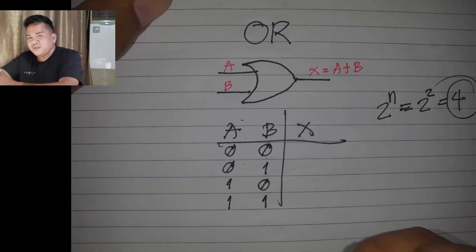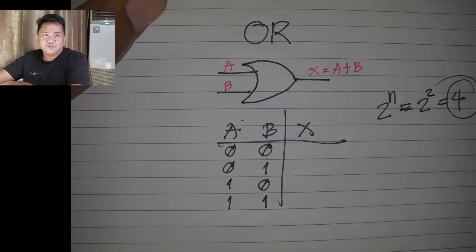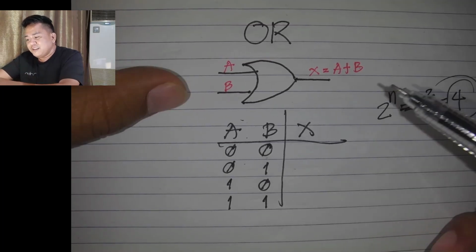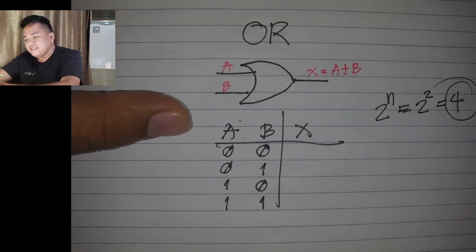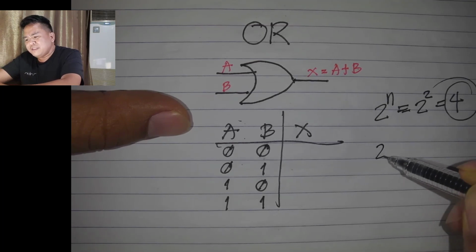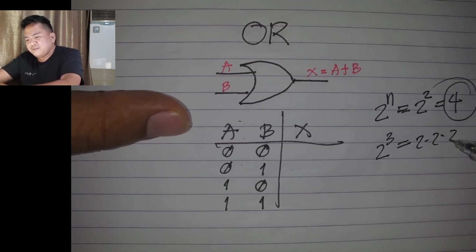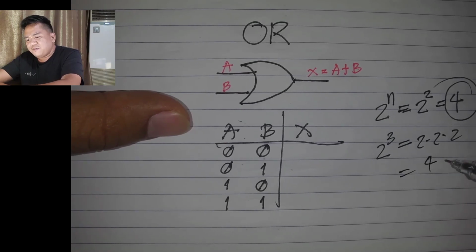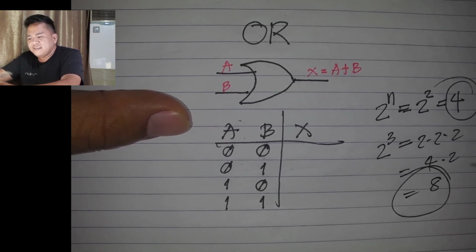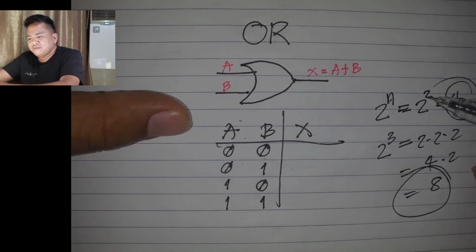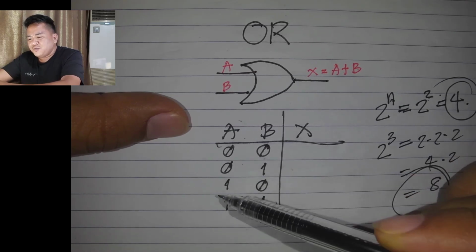Let's say sa 3 input, di-discuss ko mamaya for 3 input, 4 input, or 5 inputs. Example, what if 3 bits yan? 2 to the power of 3. So 2 times 2 times 2, that is 2 times 2, that's 4 times 2, we have 8. So there are 8 possible combinations. In this case, dalawa lang yung input combination, so we have 4.